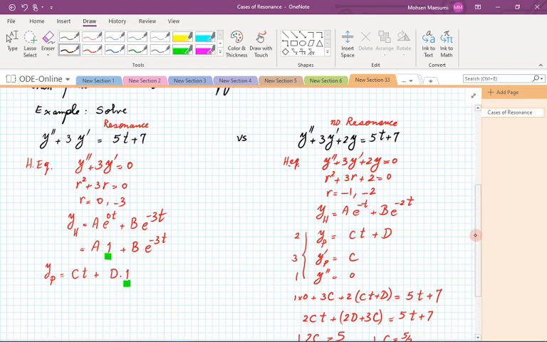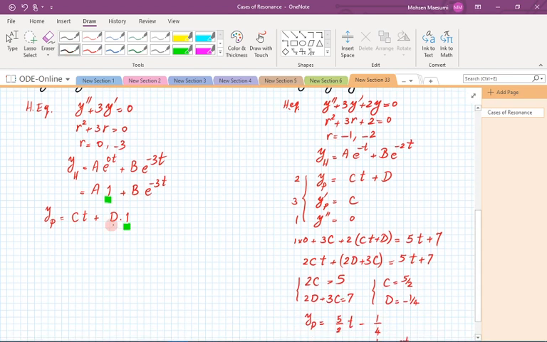So what do we do now? We take this thing and multiply it by a factor of t. So I take t multiplied by my original guess for yp. Now I get ct squared plus dt. Now the terms here are not solutions of the homogeneous equation, because the solutions were either constant or exponential. These two are neither constants nor exponentials. The commonality between this and that is erased.